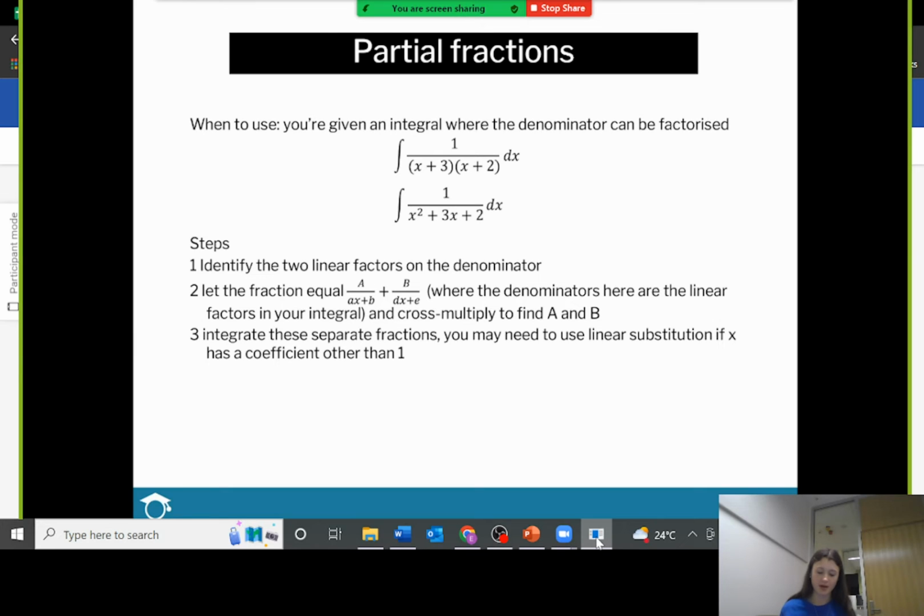You're going to let that fraction be equal to a over one of your linear factors plus b over the other one of your linear factors. And then you're going to cross multiply, and also you're going to use simultaneous equations, which I forgot to mention, to find a and b. And once you've done that, you can integrate these 2 separate fractions, obviously using linear substitution if x has a coefficient other than 1.